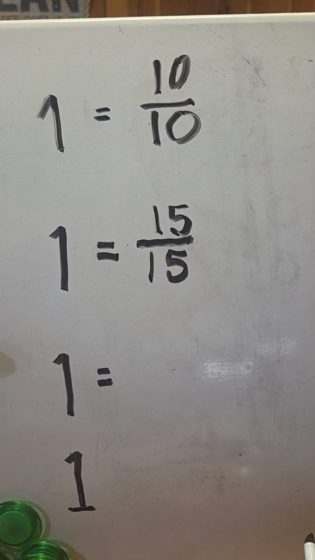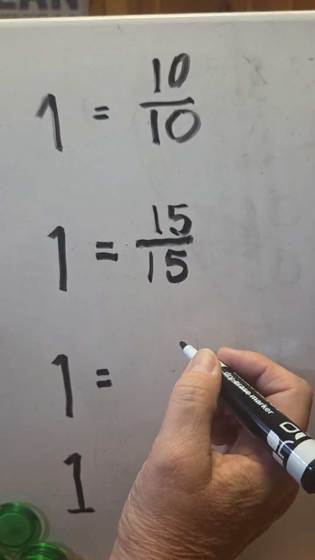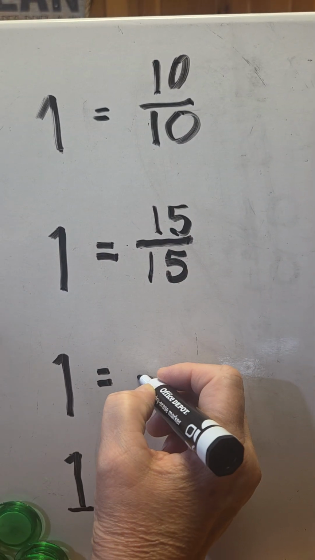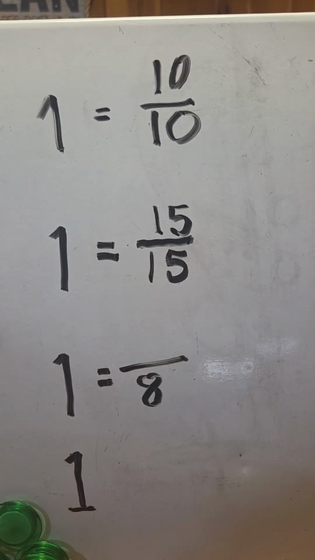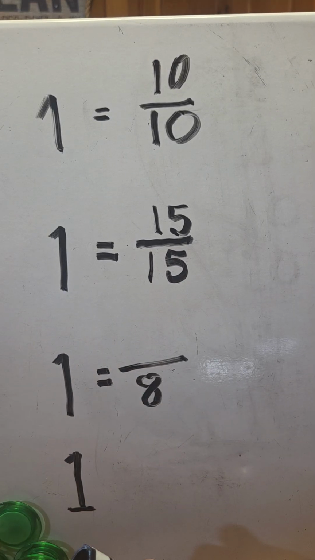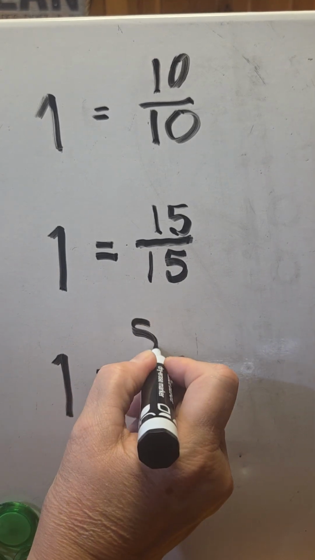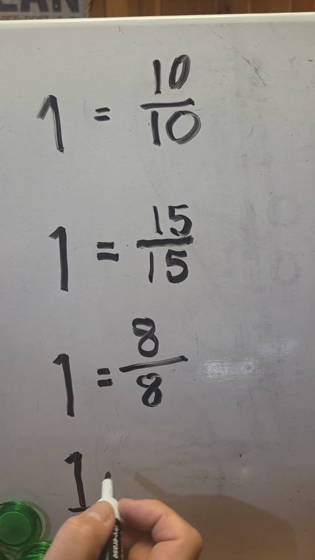I opened a Hershey's bar and I counted the little squares on it, and there were 8. So what's that top number have to be? This is 1. It has to be 8.